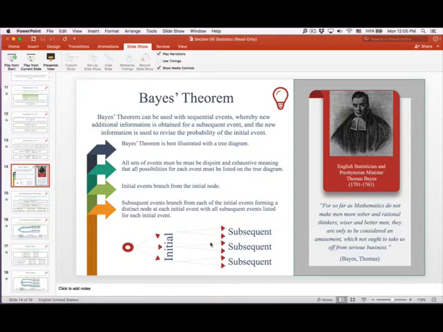And the Bayes theorem is one of the conditional probability. For example, we want to find the probability of one of these initial events, based on the subsequent information that is given. One more time, this is a conditional probability. We want to find out the probability of the initial events, based on the given subsequent information. So this is going to be the Bayes theorem.